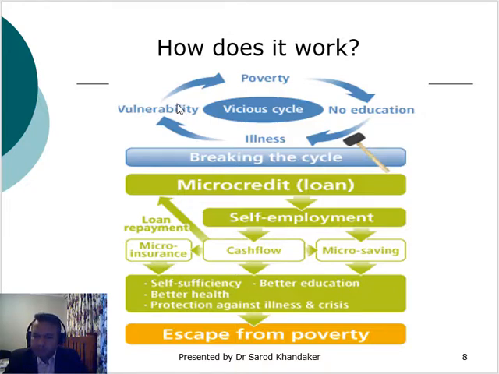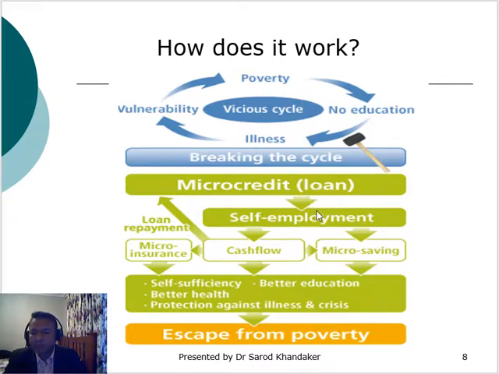So microfinance is breaking this cycle. How can microfinance break this cycle? The microcredit loan, which is a product of microfinance, helps these poor people to get self-employment. It gives them money to start their own business, in order to be self-independent.